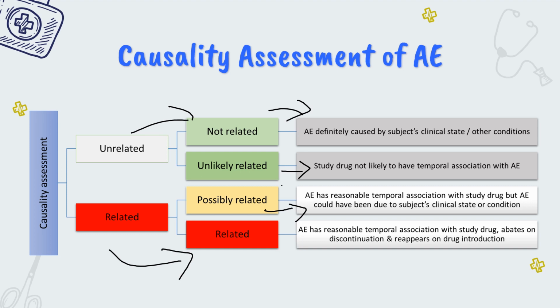When we say it is definitely related in terms of causality, then that AE needs to have a significant, reasonable temporal association with the study drug, which abates after the discontinuation of the study drug and which reappears whenever the study drug is reintroduced. Okay, so when you say that this particular drug is definitely causing a reaction, then that reaction should stop after withdrawing the drug, and that reaction should start again when reintroducing the drug. So that is the causality assessment.